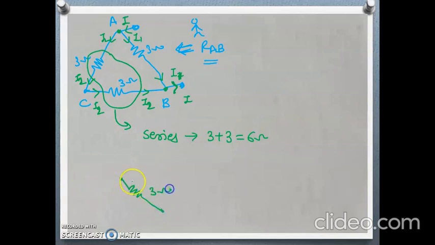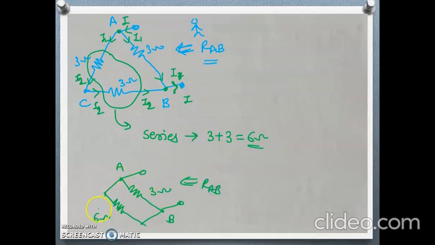This way we have 3 ohm, this A point, this B point. Now C point is removed because this 3 ohm merged together as a 6 ohm. So here, 6 ohm will be connected between the same point A and B. This is 6 ohm and we want this RAB.